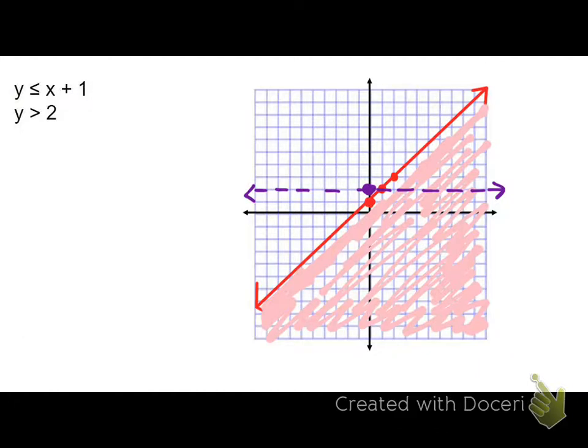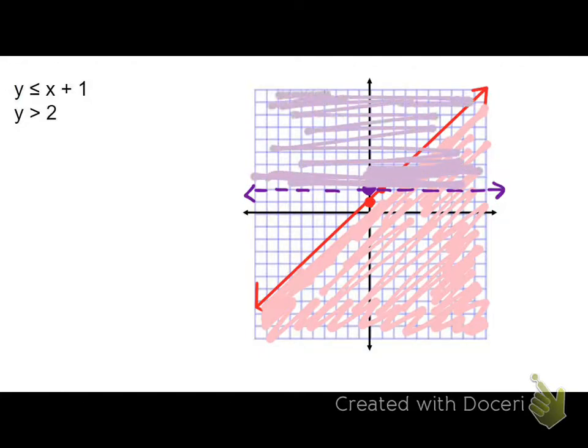Now, it says greater than. So am I going to shade above or below my line? Above. So your solution is where the two colors overlap, correct? So you really want to make that evident, where your two colors overlap.